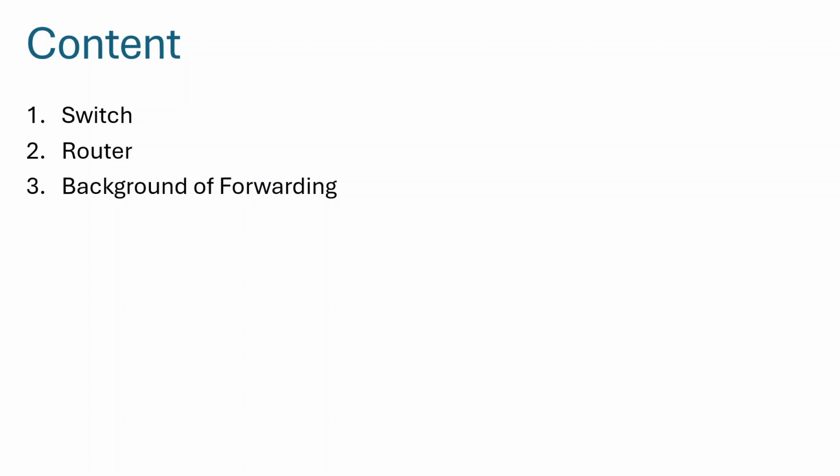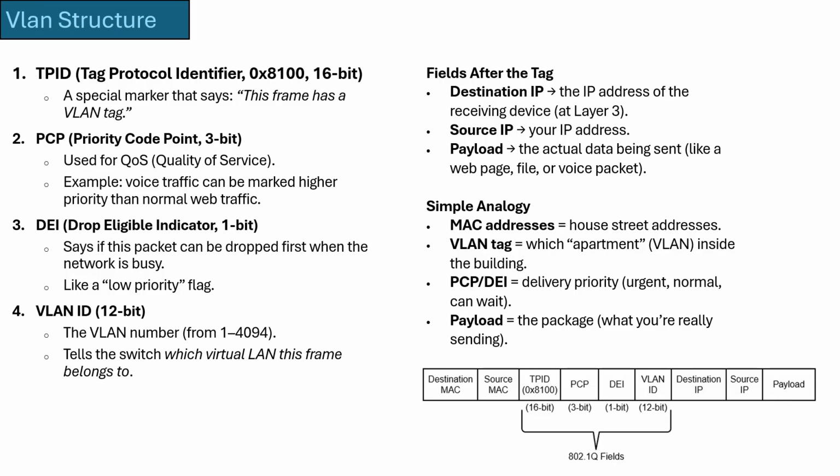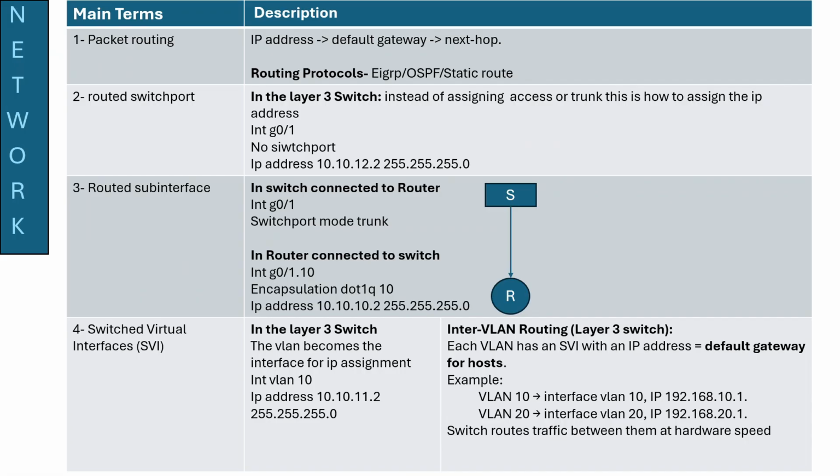This section is sectionized into three parts, and in these three parts we talk about the main terms. What do they mean? Their structure, especially some specialized topics like VLAN, and then how are they created and how do we view them.